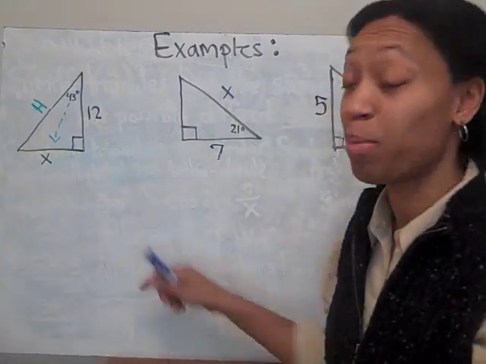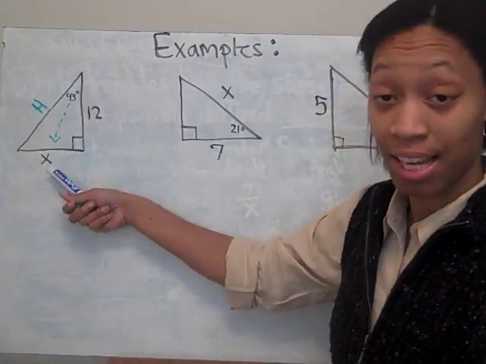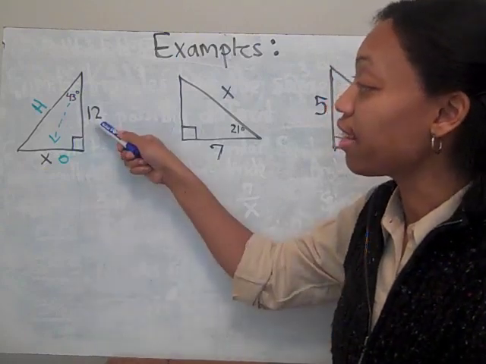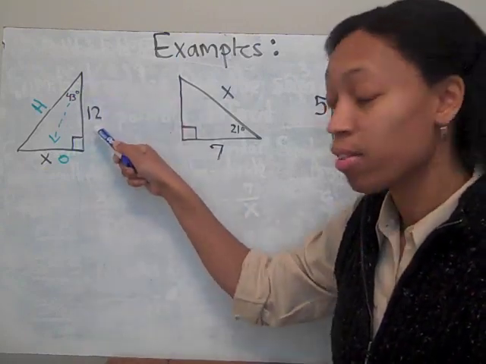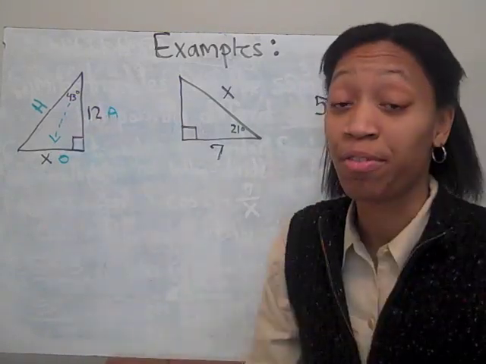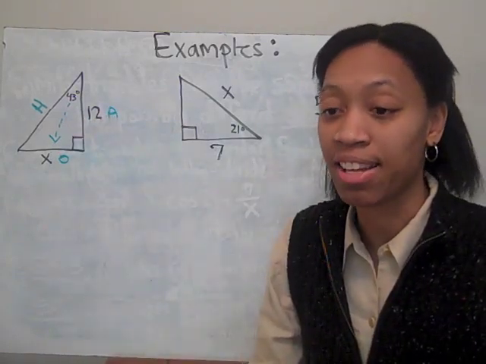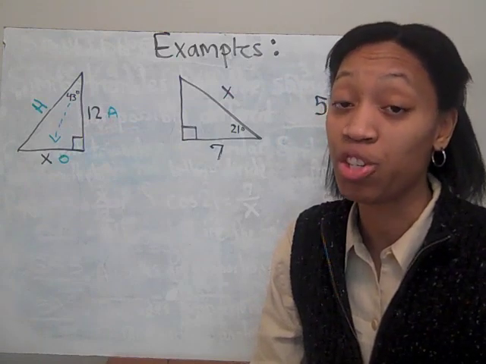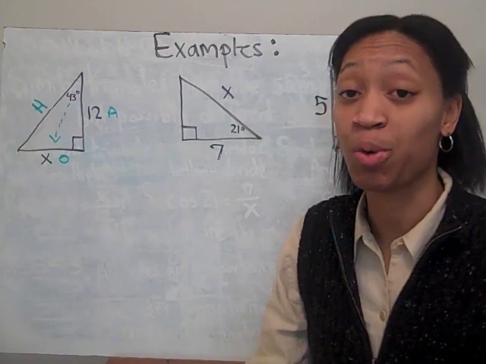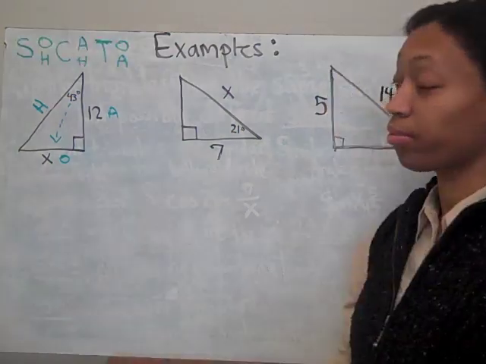Come straight down from the angle that they give you. It looks like x is my opposite. Now I find the adjacent, the side that touches the angle, and we have the 12 is going to be our adjacent. The next step after you label the sides of a triangle is to figure out which one we should use: sine, cosine, or tangent. In order to do this, we're going to think SOHCAHTOA.